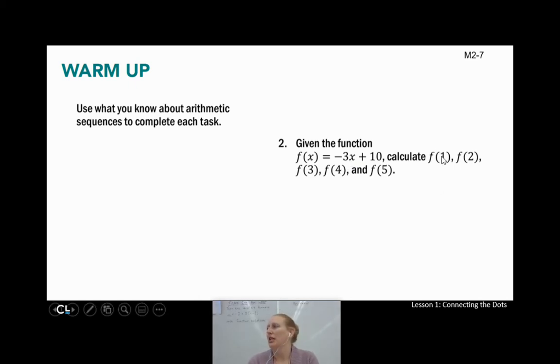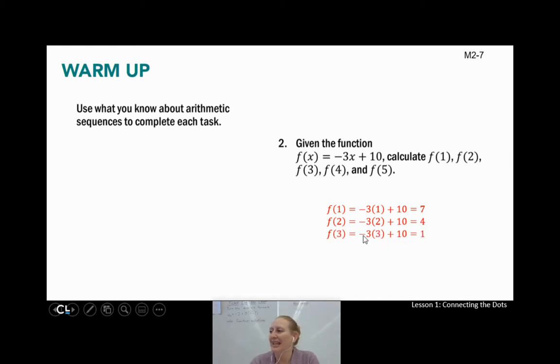So to get this started, I'm going to plug in a 1. So instead of negative 3x plus 10, I'm going to say this is negative 3 times 1 plus 10. Negative 3 times 1 is negative 3 plus 10 is 7. Then I'm going to plug in 2. So instead of negative 3x, it's going to be negative 3 times 2 plus 10. Negative 3 times 2 is negative 6 plus 10 is 4.